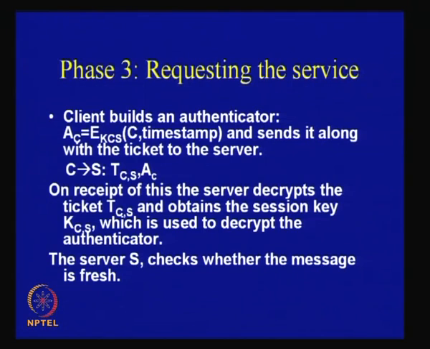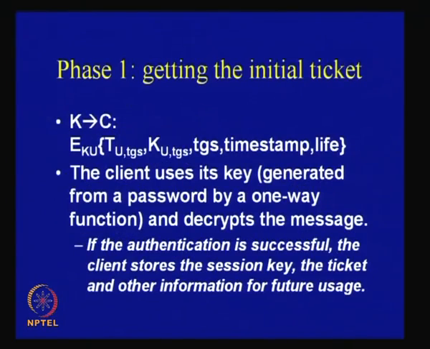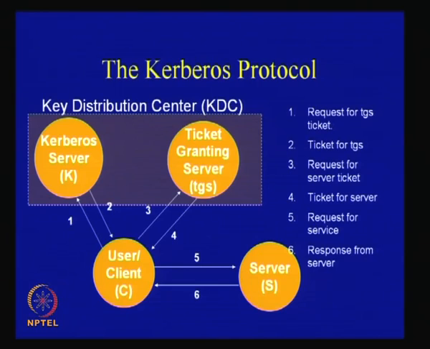So this is the broad idea behind this kind of protocol. Therefore, you see that the previous three phases, where you are obtaining a ticket for communicating between the client and the server, I mean, the first one was between the client and the ticket granting server, and the second one between the client and the actual server, is actually based on the Needham and Schroeder protocol, right?